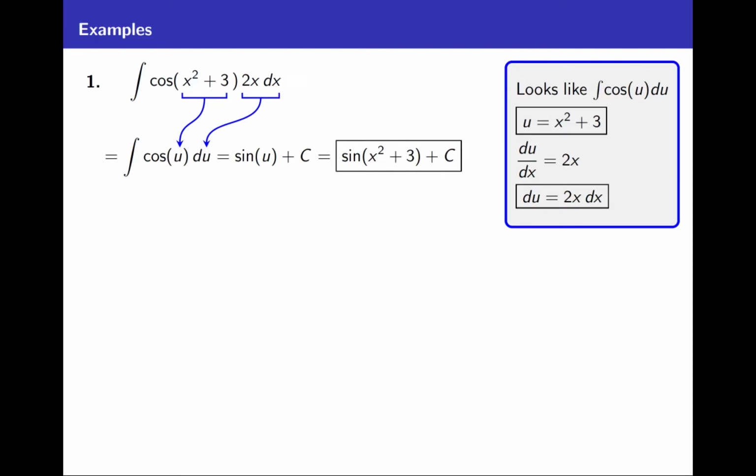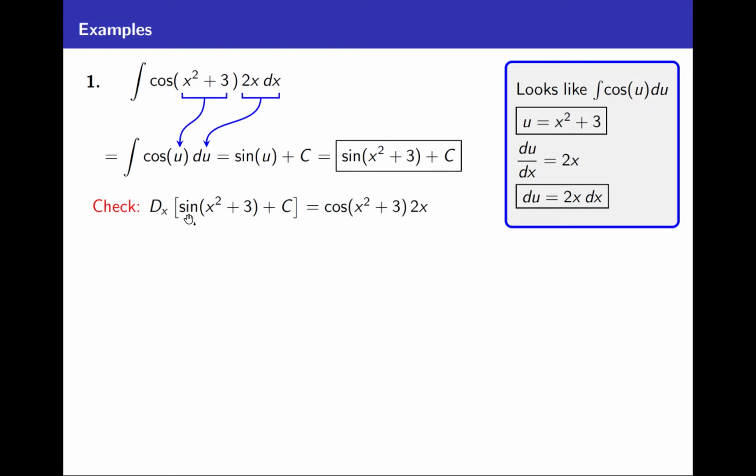Whenever you work out an integral, remember that you can check your answer if you're unsure by differentiating that answer and seeing if you get the integrand. So let's check that. Let's differentiate sine of x squared plus 3 plus c and see if we get cosine of x squared plus 3 times 2x. So as a check, d dx of sine of x squared plus 3 plus c would be, let's see, we've got to use the chain rule here.